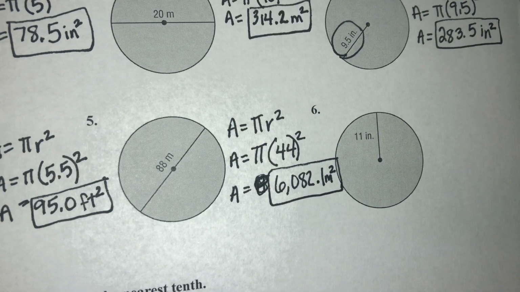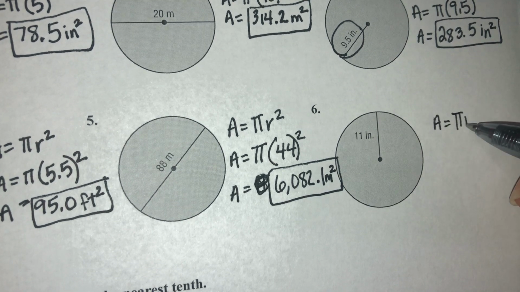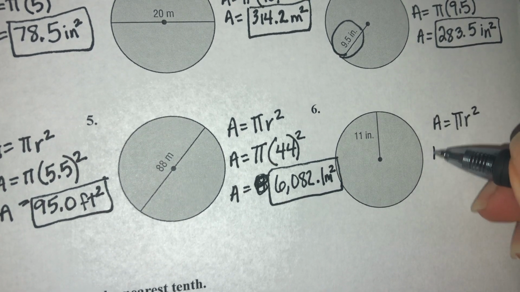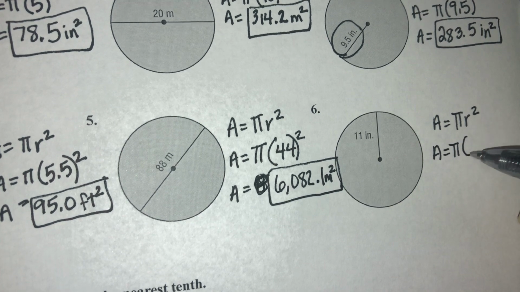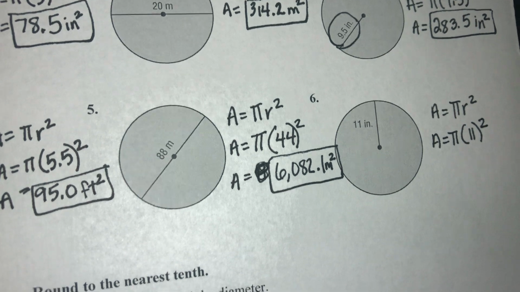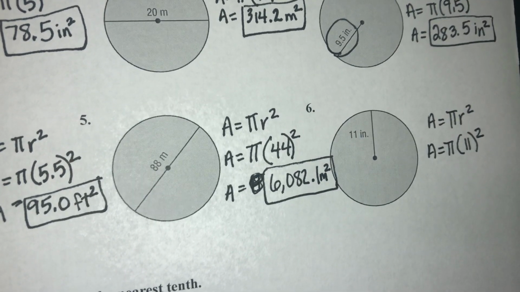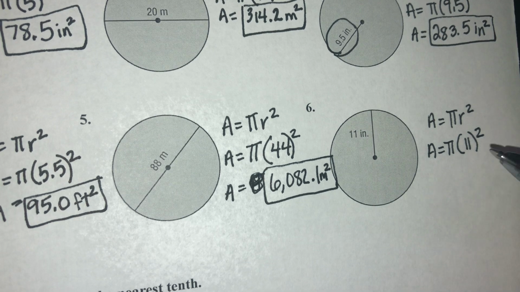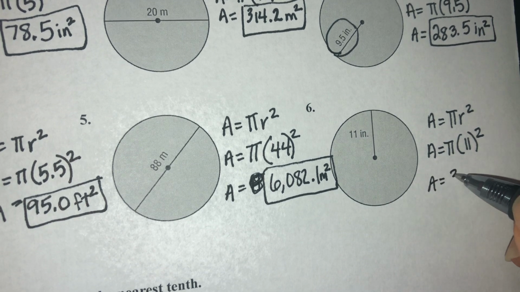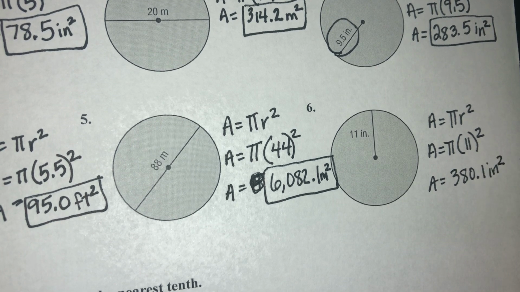All right, number 6. The area formula is pi r squared, and they give you the radius is 11. So this is pi times 11 squared. So this is going to be an area of 380.1 inches squared.